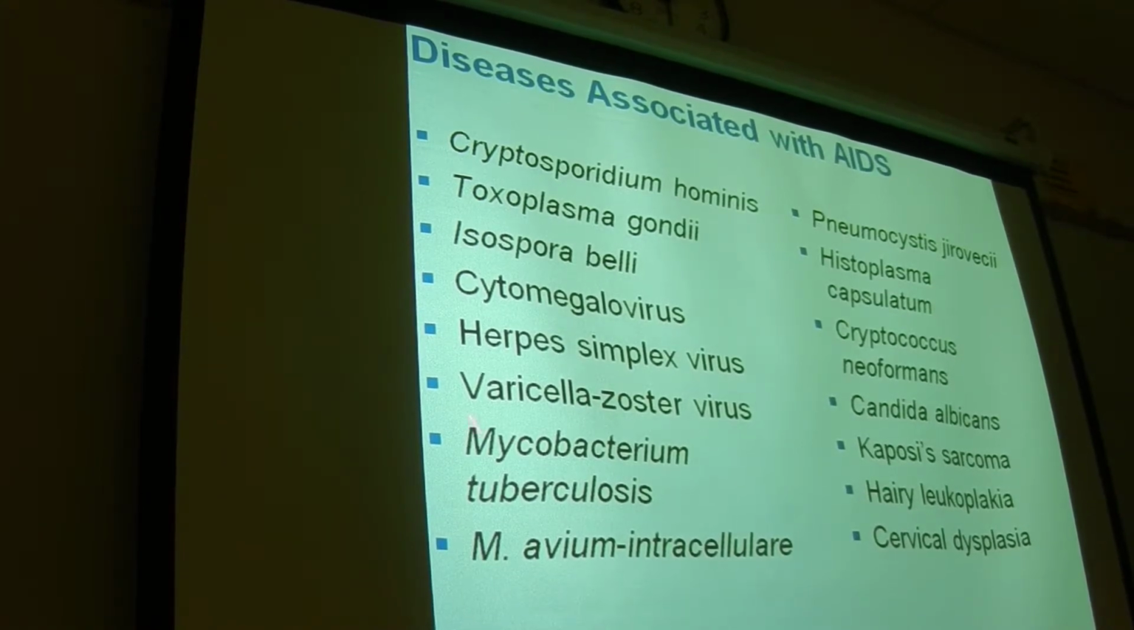What else here? Tuberculosis. So these are things, like herpes simplex virus, that our normal immune system would be able to maintain.